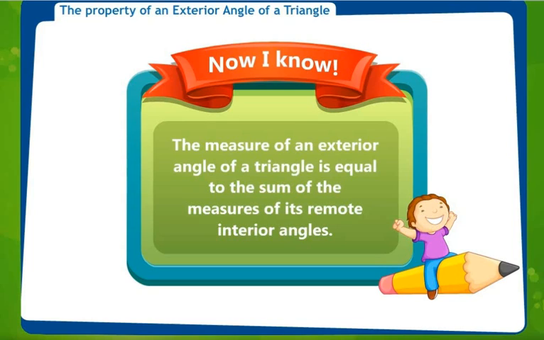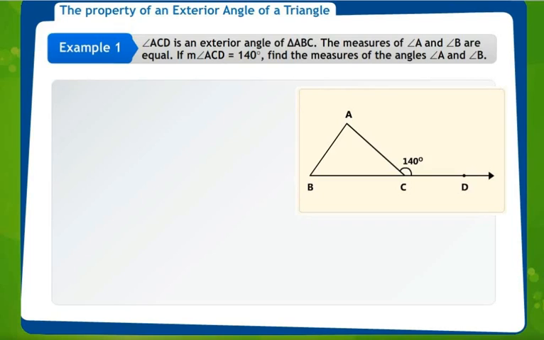So the conclusion is: the measure of an exterior angle of a triangle is equal to the sum of its remote interior angles. I repeat, the measure of an exterior angle of a triangle is equal to the sum of the measures of its remote interior angles. Remote interior angles are far away from the exterior angle. Hence they are known as remote interior angles.